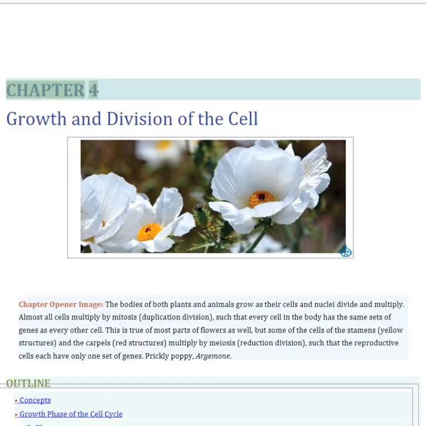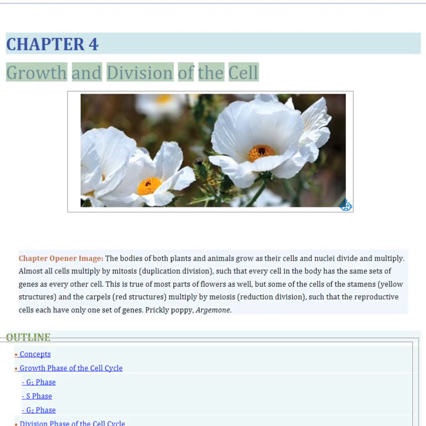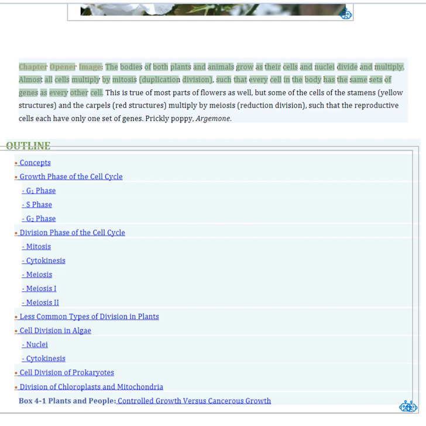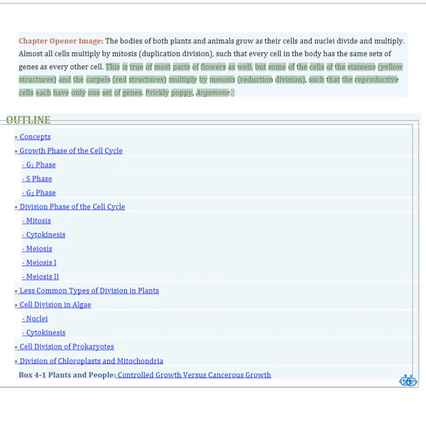Z-Art. Chapter 4. Growth and Division of the Cell. Chapter opener image: the bodies of both plants and animals grow as their cells and nuclei divide and multiply. Almost all cells multiply by mitosis, such that every cell in the body has the same sets of genes as every other cell. This is true of most parts of flowers as well, but some of the cells of the stamens and the carpels multiply by meiosis, such that the reproductive cells each have only one set of genes.